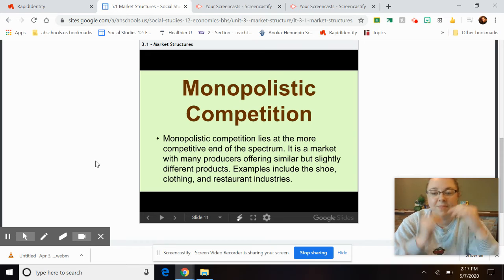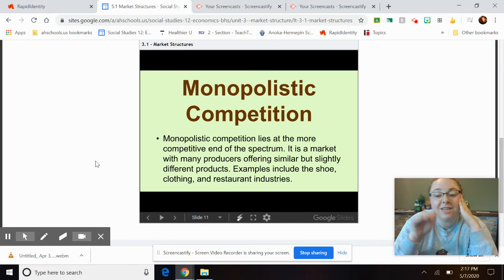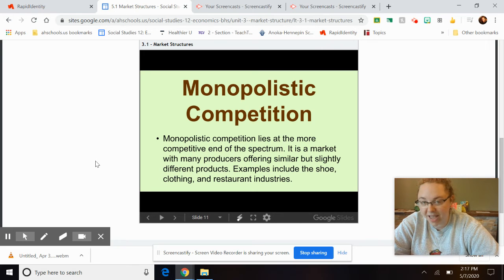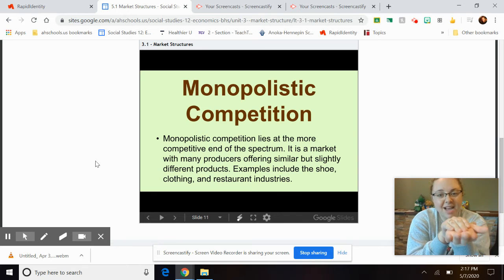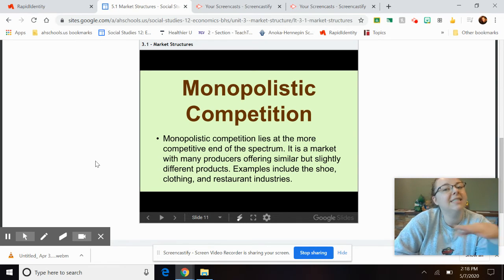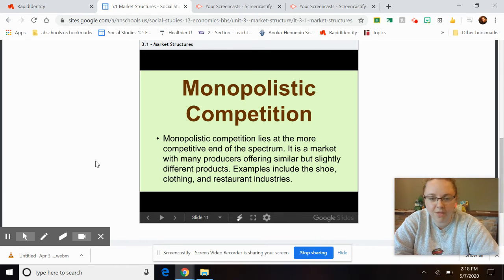Monopolistic competition. Okay, so this is on the more competitive side. It comes right after perfect competition. The difference is it's a market with many producers offering similar but slightly different products. Shoes, clothing, restaurant markets. Okay? If perfect competition is farming and agriculture, the next space up would be, well, we're selling similar stuff, but it's not exactly the same. It's slightly different. So clothing, shoes, and restaurants, and so on and so forth.